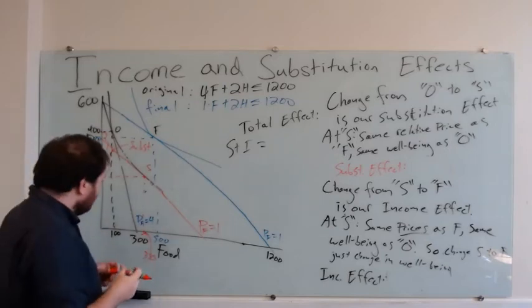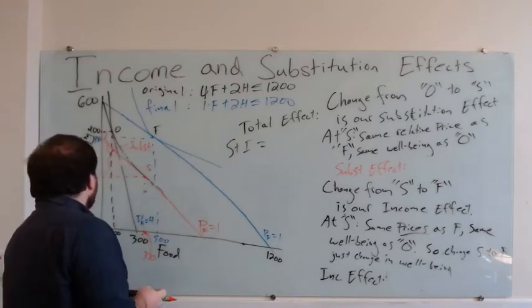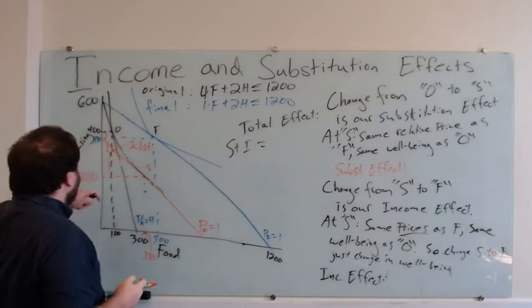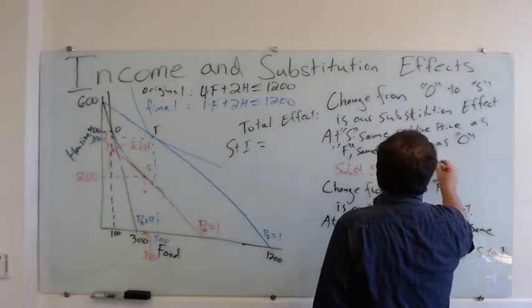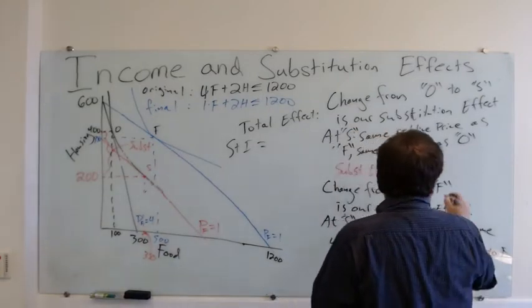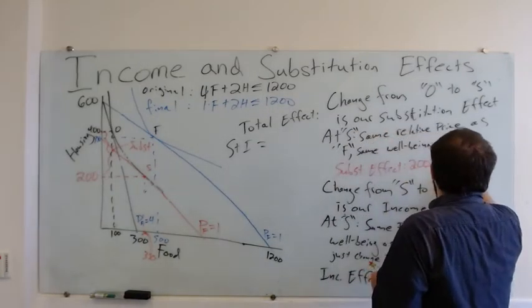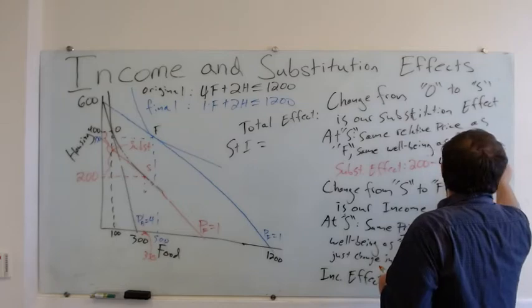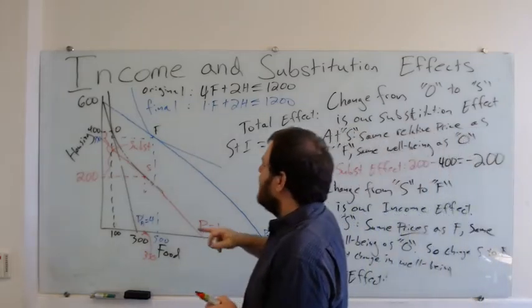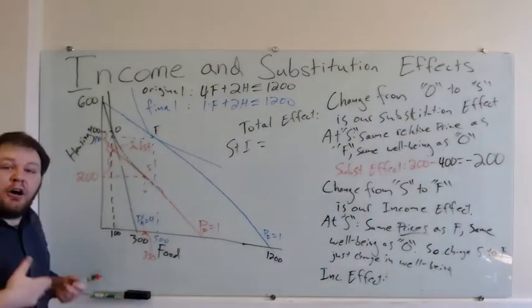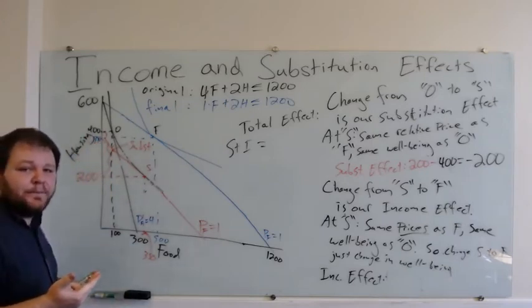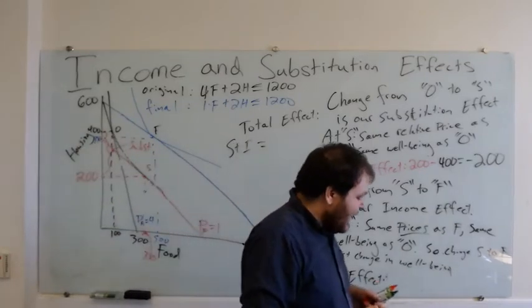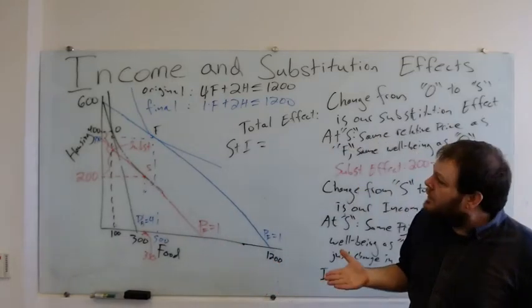Again, just drawing pictures, it's still just going to be the change from O to S. So it's going to be 200 minus our original, which was 400, which is going to equal negative 200. The relative price of housing went up. So if that's all that had happened, I would have bought 200 square feet less of housing. Okay. And how about the income effect on housing?